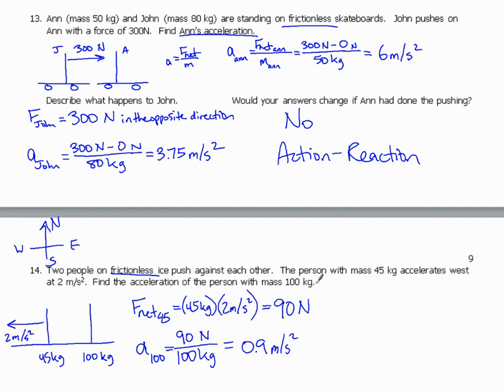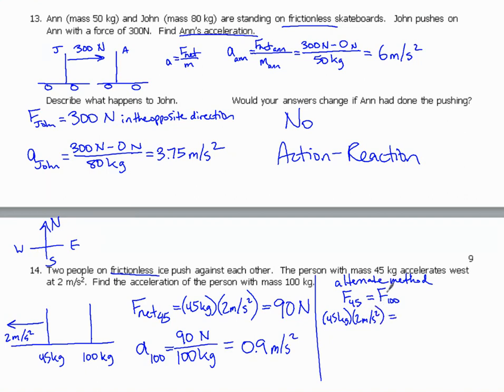There is an alternate method. So I'll write the alternate method here. And this is basically where we say the force of the 45 kilogram person equals the force on the 100 kilogram person. And so we fill in our numbers. So we know force is mass times acceleration. So mass of 45 kilograms, acceleration was 2 meters per second squared.